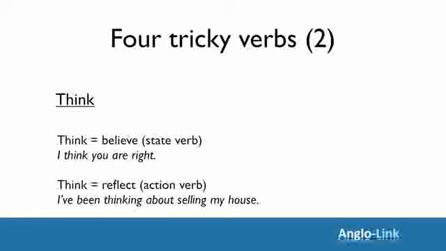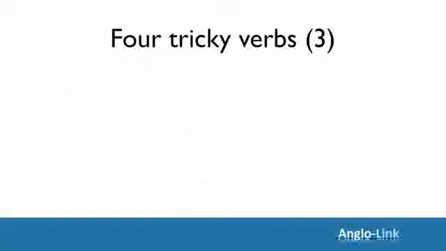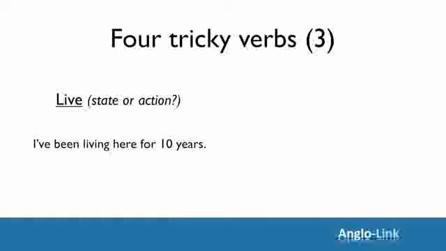The last 2 verbs you have to be careful of are the verbs to live and to work. Again, they can be considered as an action verb or a state verb. It depends on the situation, on the circumstances, on the context. Many times, whether you use it as a state or an action verb, whether you put it in the continuous or simple form, doesn't matter really. They mean the same thing. So you could say, I've been living here for 10 years, or I've lived here for 10 years.